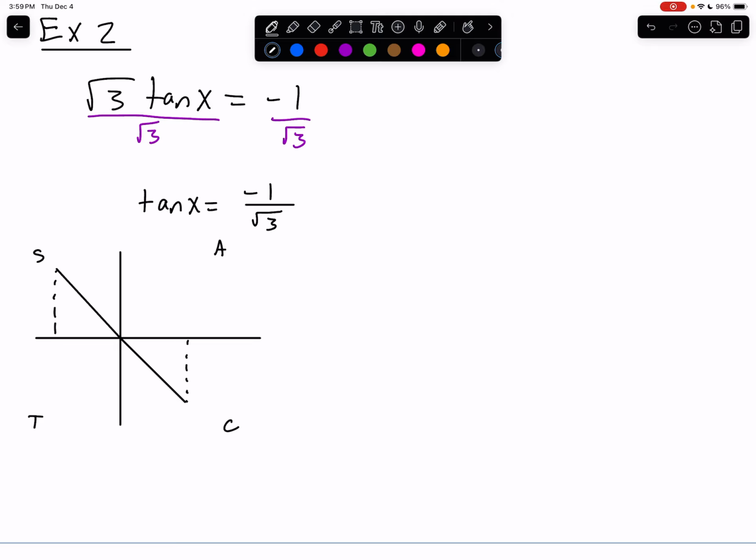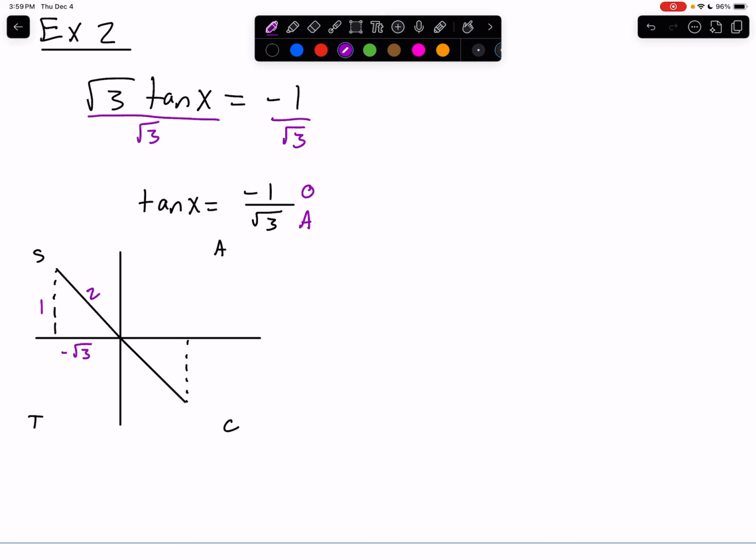Okay, let's draw my triangles. Tangent is opposite over adjacent. So in my angle in quadrant 2, the opposite side is going to be 1. Well, hold on. The adjacent side is going to be root 3. It's actually the root 3 that's negative because I'm in quadrant 2 here. The hypotenuse then is going to be 2.